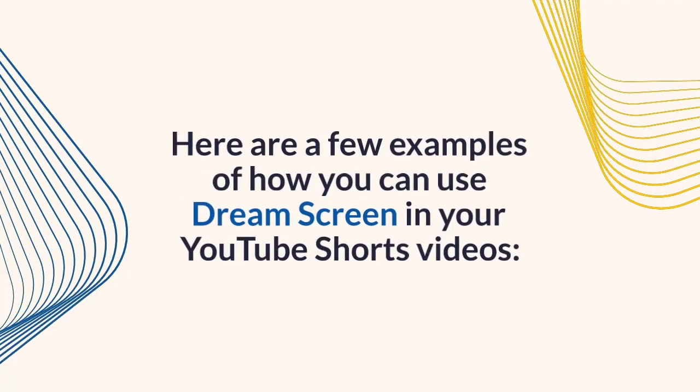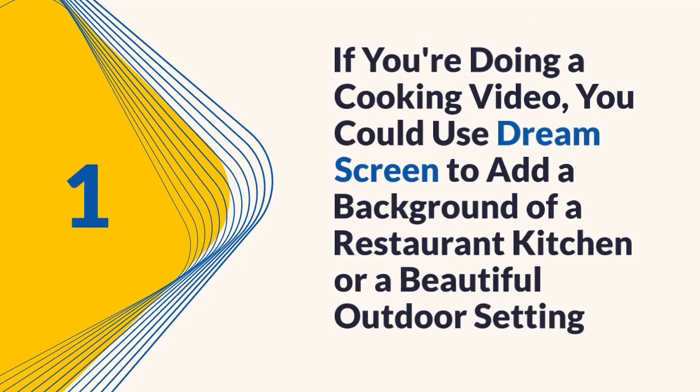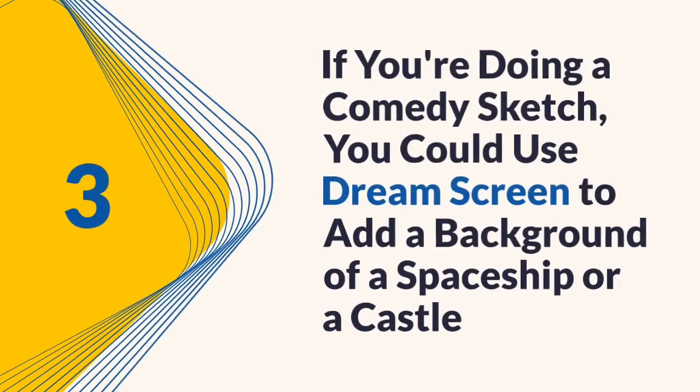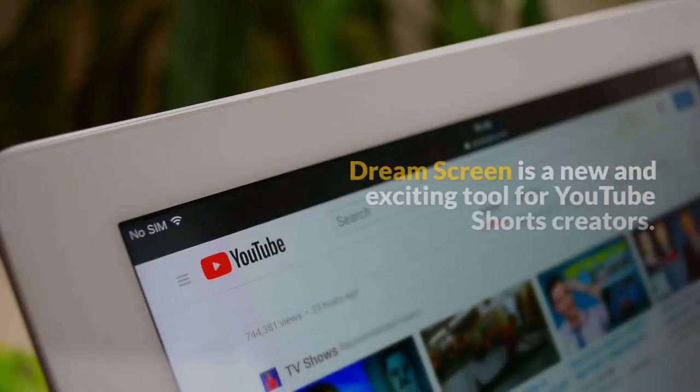Here are a few examples of how you can use Dream Screen in your YouTube Shorts videos. If you're doing a cooking video, you could use Dream Screen to add a background of a restaurant kitchen or a beautiful outdoor setting. If you're doing a travel video, you could use Dream Screen to add a background of the Eiffel Tower or the Grand Canyon. If you're doing a comedy sketch, you could use Dream Screen to add a background of a spaceship or a castle.